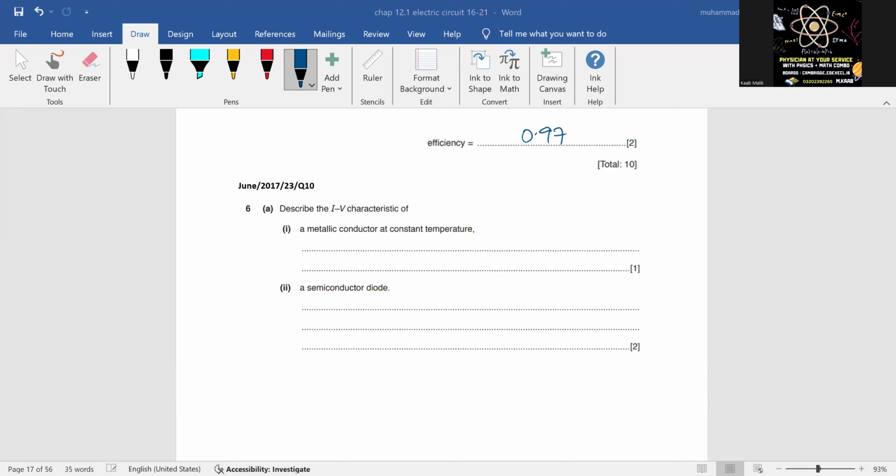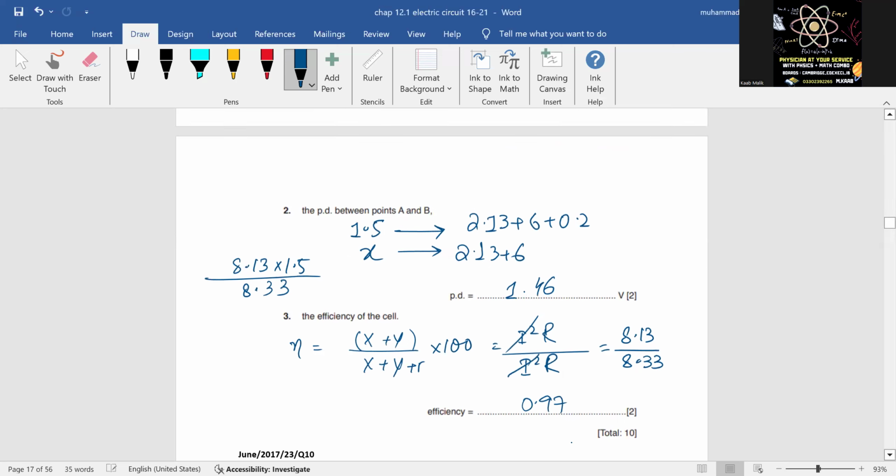Sir, isn't it 97%? We have to multiply by 100. Yeah, if you multiply that by 100, yes. So if you write 0.97, you'll still get the mark, but for that, you don't have to show the multiplication with 100. If we did show the multiplication with 100, we have to write 97. Okay, fine.